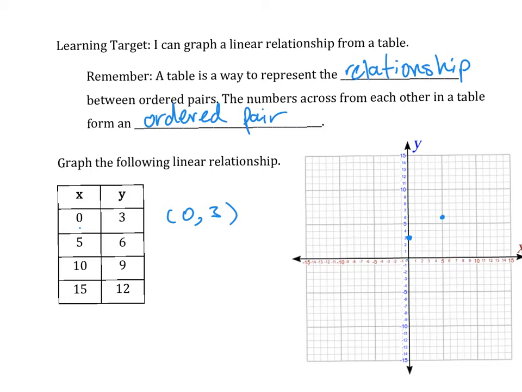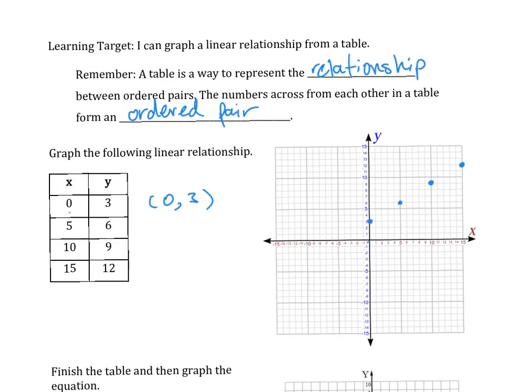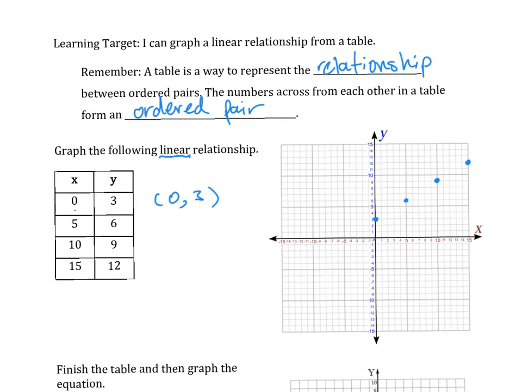Okay, next we have (10, 9). So we'll go to the right 10 and up 9. And then finally (15, 12). So we'll go to the right 15 and up 12. Okay, and there you go. That is our graph here for this linear relationship. Since it says that it's a linear relationship, that means we're going to have a line. So we could actually really just draw in a line right here. Okay, and that is going to be our linear relationship.